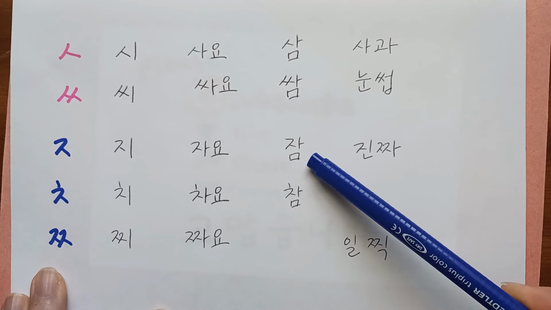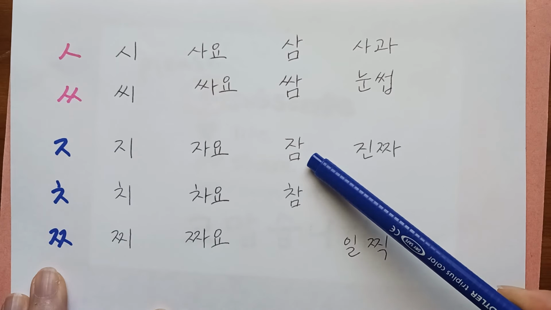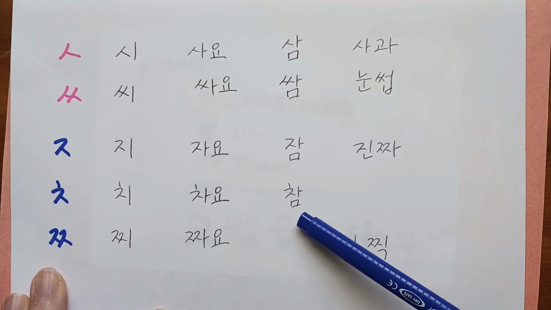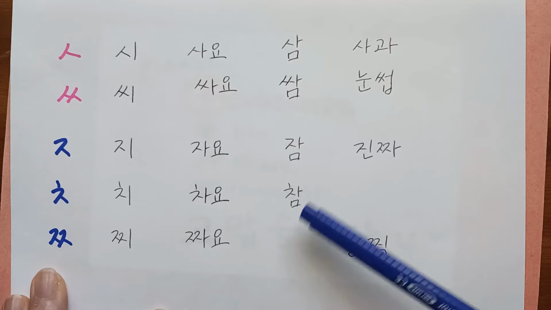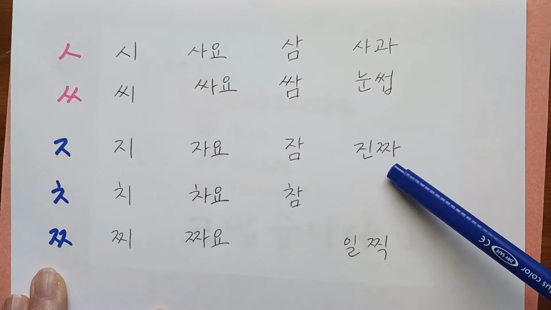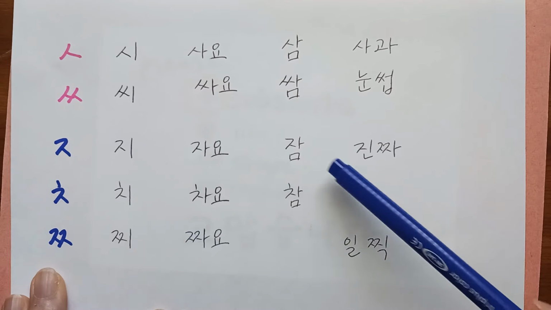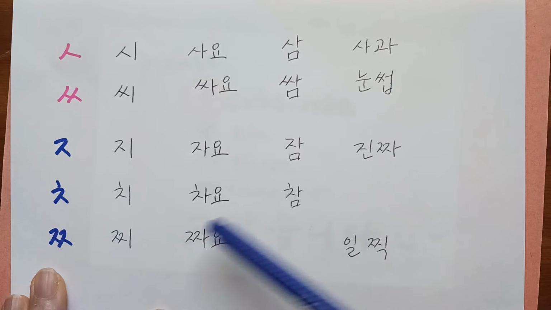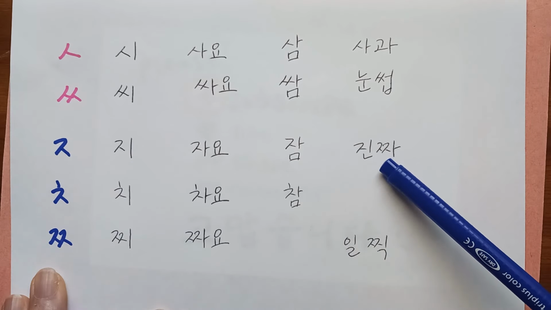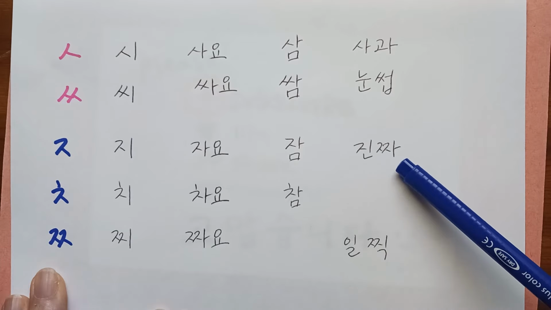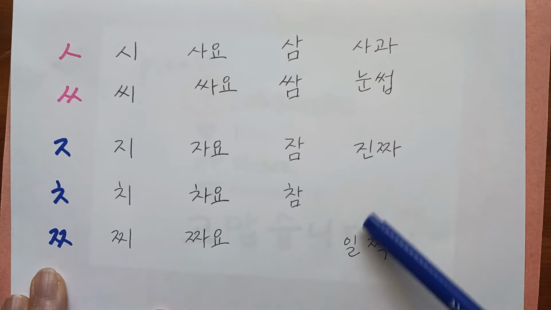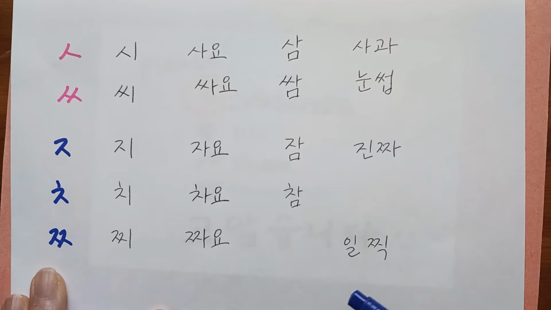잠, sleep as a noun. 참, very. 참 좋아요. Very good. 진짜. This one shows a single 즈, and then a double consonant 쯔. 진짜. 진짜 means really. 일찍. Early. 일찍 가요. I go early.